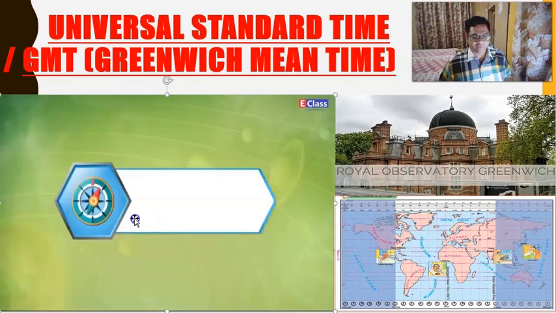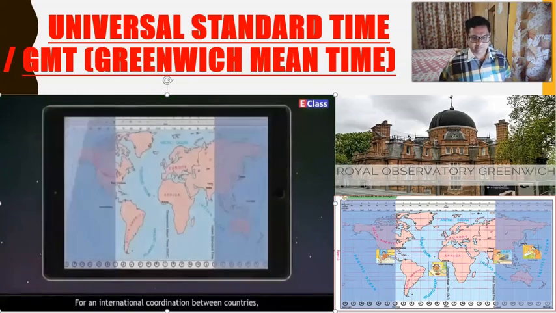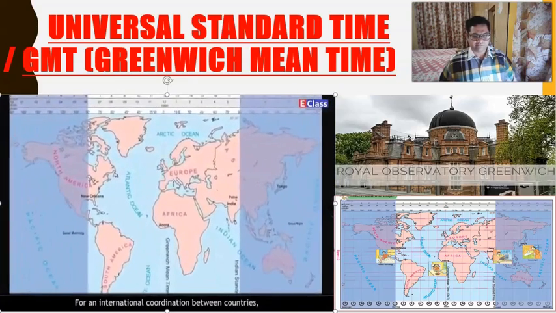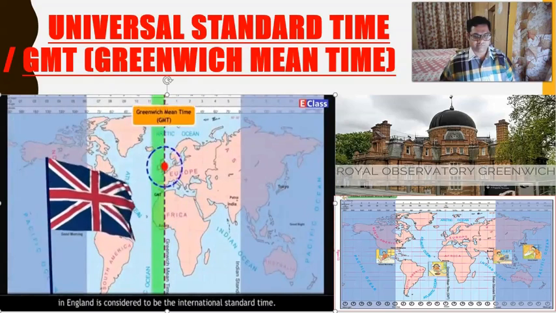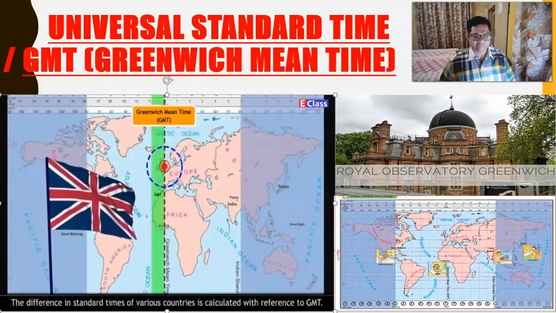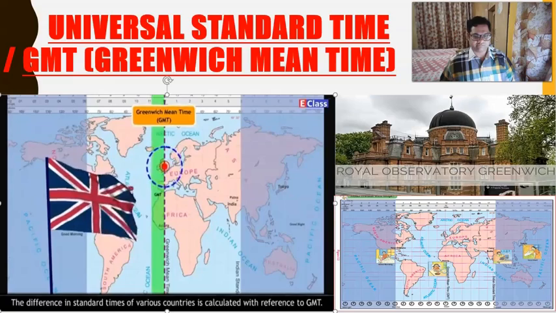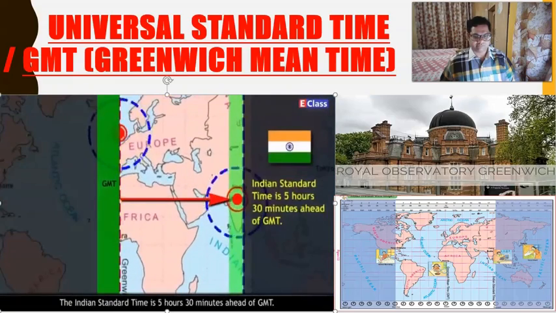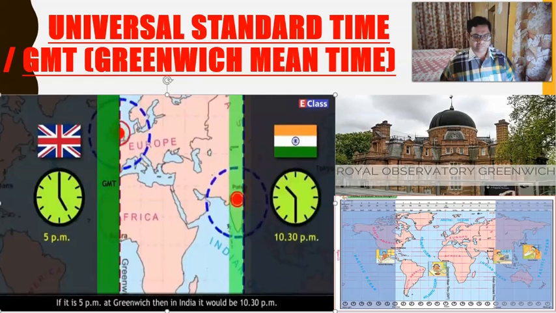Now let's look at this video and you will get a clear understanding about Universal Standard Time. Universal Standard Time. For an international coordination between countries, the local time at Greenwich Mean Time in England is considered to be the International Standard Time. The difference in standard times of various countries is calculated with reference to GMT. The Indian Standard Time is 5 hours 30 minutes ahead of GMT. If it is 5 p.m. at Greenwich, then in India it would be 10:30 p.m.